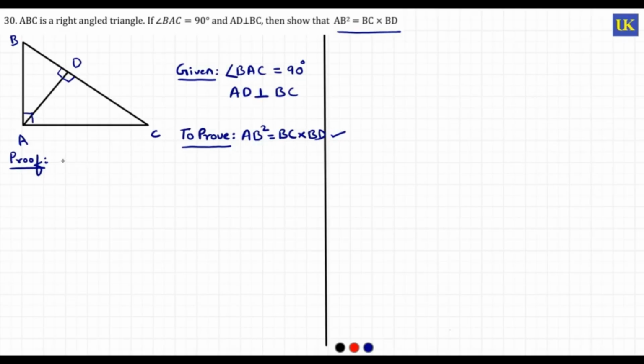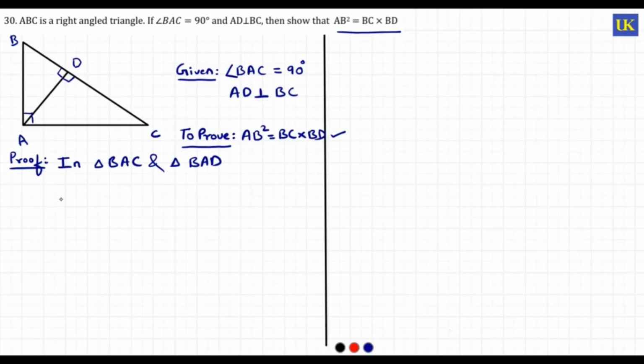So here we will take two triangles to prove this. In the main triangle, the bigger triangle BAC, and another triangle, this triangle we will take, triangle BAD. Now here we will try to prove them similar.